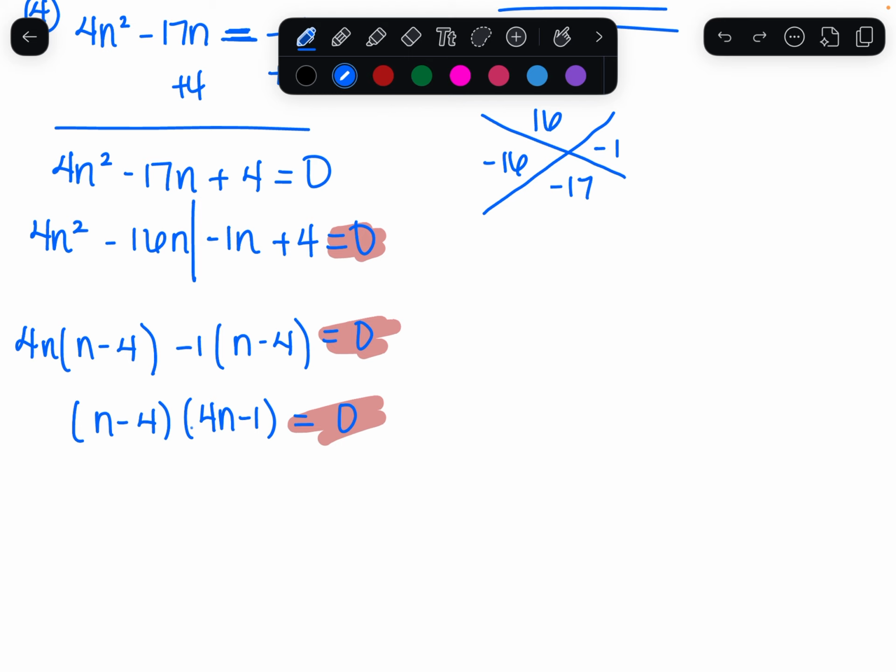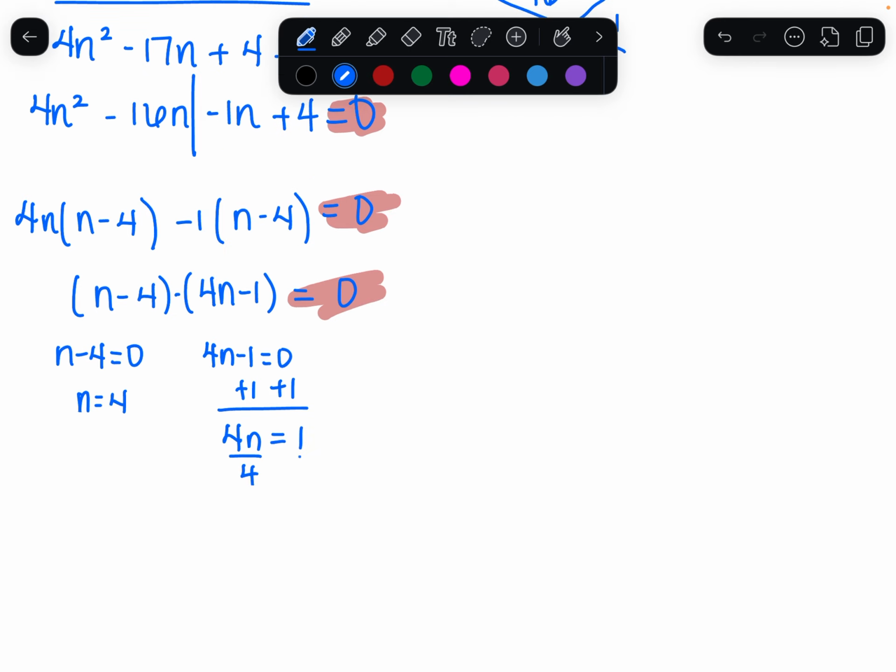So what we do is, since we have two pieces that are factored, they are two quantities multiplied together equal to 0. We set n minus 4 equal to 0 and get 4. And we set 4n minus 1 equal to 0. Do some algebra, and we get 4n equals 1. And then finally divide by 4, and we get n is equal to 1 over 4. So we have two solutions here: n equals 4 and n equals 1/4.